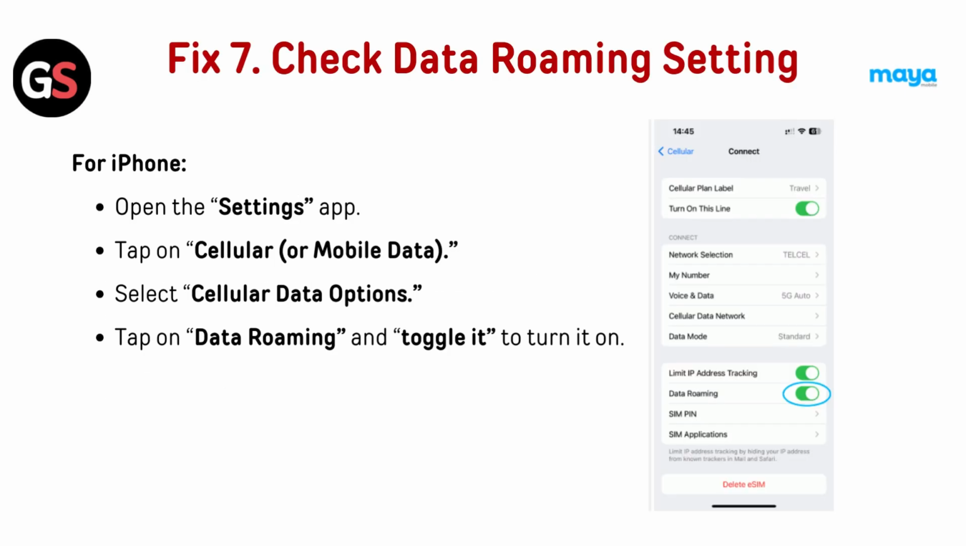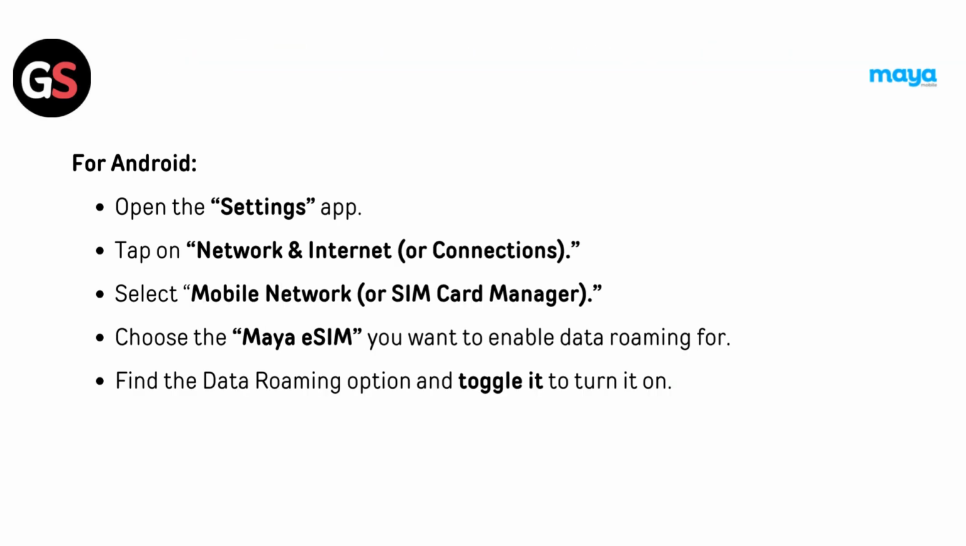Fix 7. Check data roaming settings. For iPhone, open the Settings app, tap on Cellular or Mobile Data, select Cellular Data Options, tap on Data Roaming and toggle it to turn it on. For Android, open the Settings app, tap on Network and Internet or Connections, select Mobile Network or SIM card manager. Choose the Maya eSIM you want to enable data roaming for. Find the data roaming option and toggle it to turn it on.